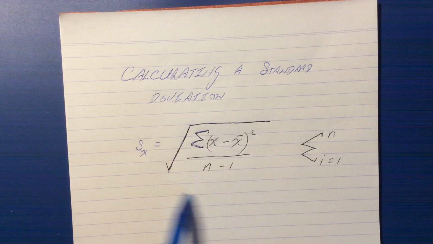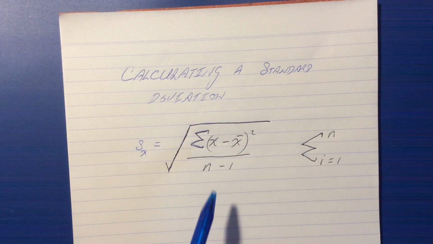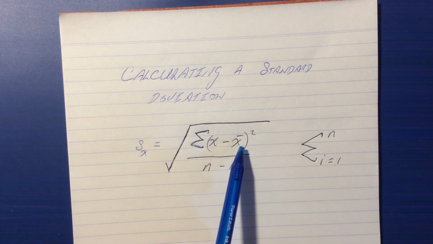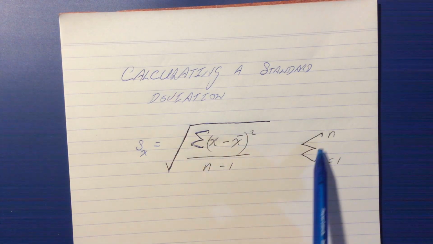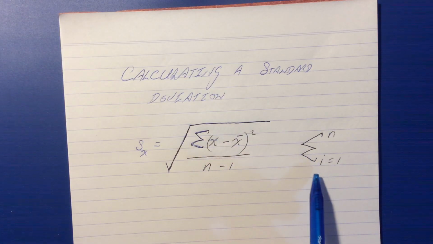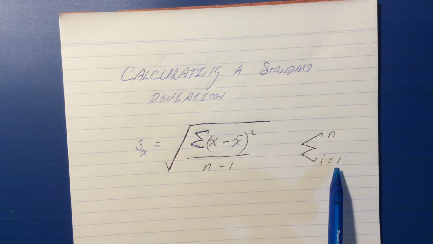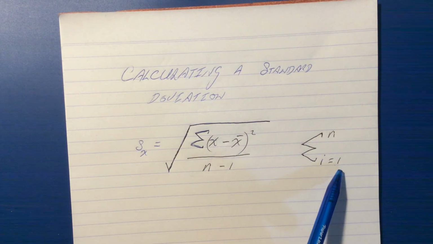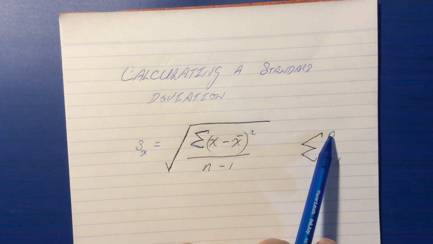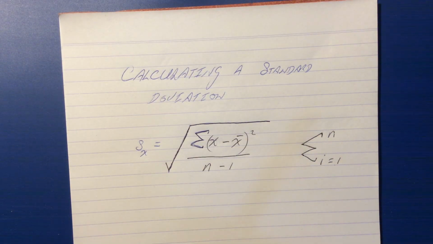Now, this is a sample standard deviation. A population standard deviation looks slightly different. Now, you see all the elements here. Sometimes you see this written like this, which simply means that you're taking all the data from the first element to the last element and working on them. So this is the sum of the first to the last element in the distribution.